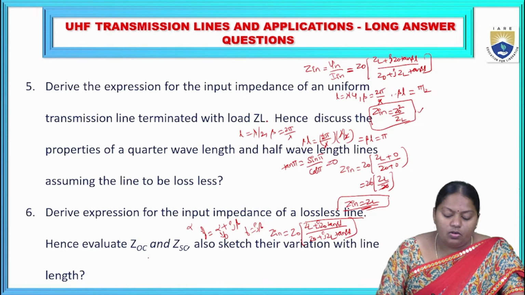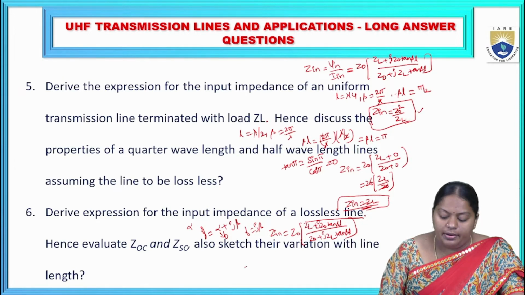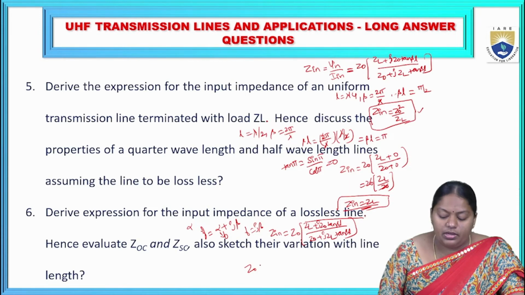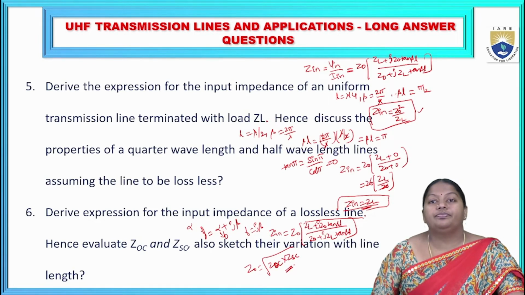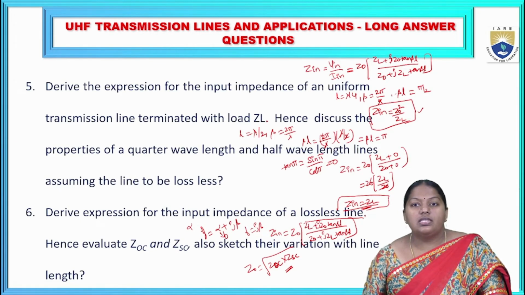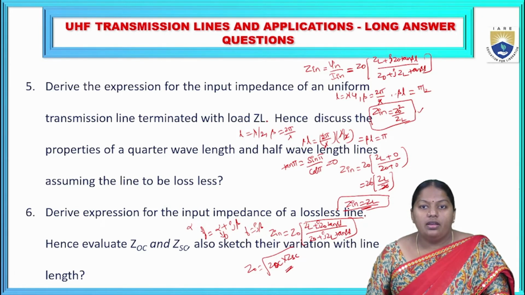To evaluate the open circuited and short circuited impedances, the relation between the characteristic impedance and the open circuited as well as the short circuited impedances can be obtained as Z0 equal to root over ZOC into ZSC. This is the way we can write the equations for lossless transmission lines and evaluate the open circuited as well as the short circuited impedances.